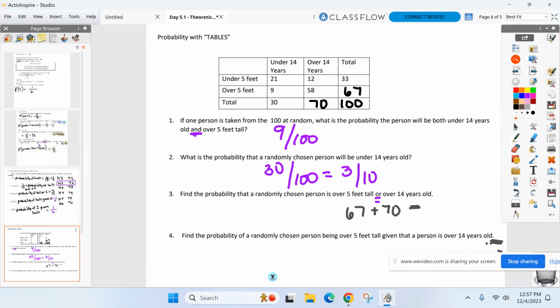50. So over 5 feet and over 14 years old, I counted 58 people twice. So I have to subtract out that 58. And even if you did forget, that number was over 100, and that cannot happen. So in total, I have, what is that, 79? Right? Am I just going to leave it 79? Over 100.